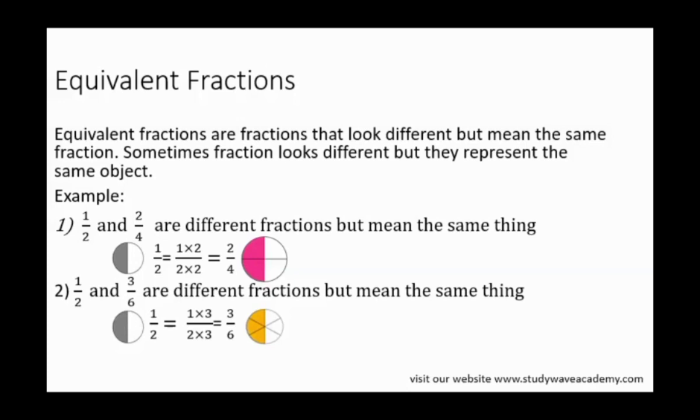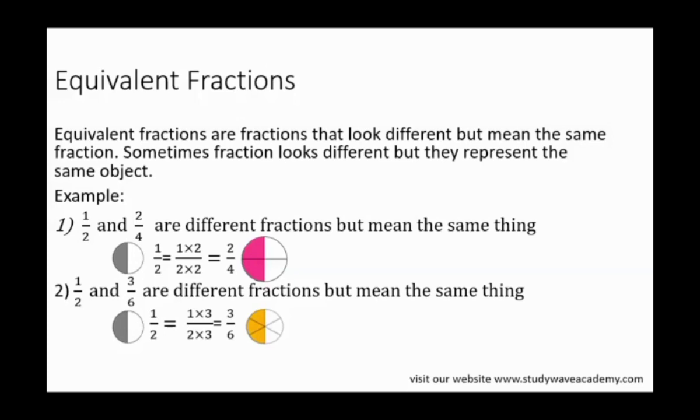The numbers may look different, but the objects will look the same. So how do we get this? We will make sure that whatever number we are using to multiply the numerator, we are also using that same number to multiply the denominator. Just as I used 2 to multiply the numerator and used 2 to multiply the denominator, it gave us a different number, but yet they both represent the same objects.